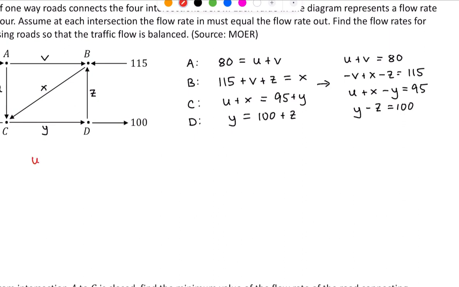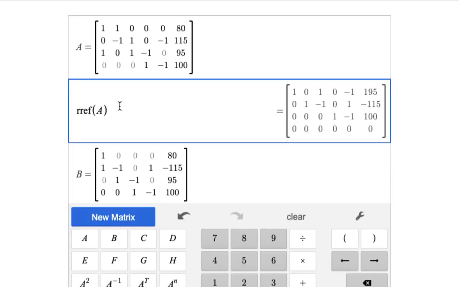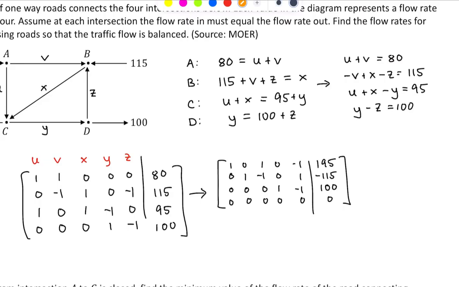And let's go again in the order of u, v, x, y, z. So writing down the coefficients of the four equations gives us the following. And now writing down the constants. And now I'll use technology to put this in reduced row echelon form. All right, Desmos gives us the following reduced row echelon form for this matrix, which I'm going to now move over to my notes.